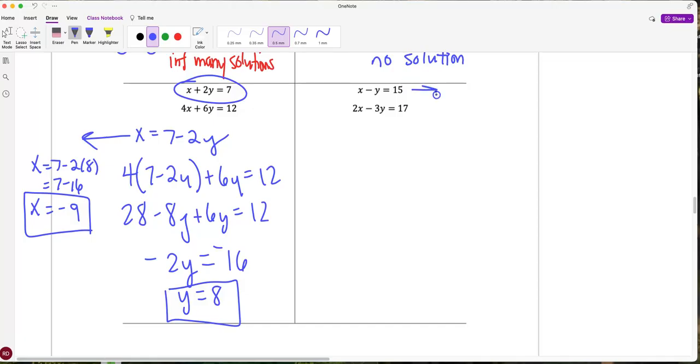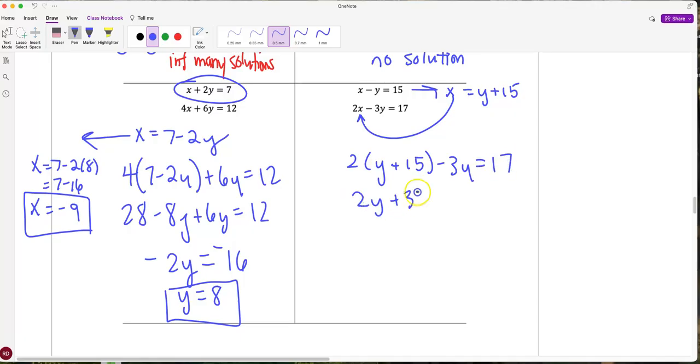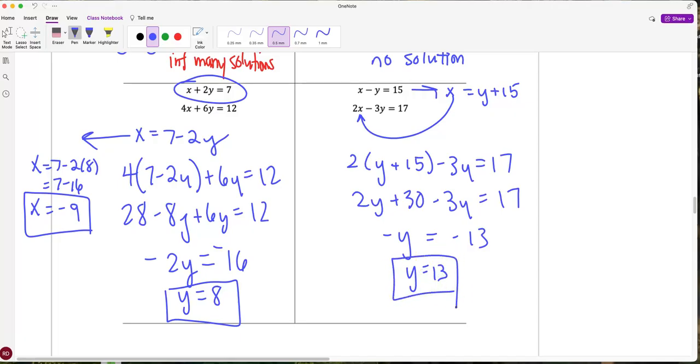And this one, easiest thing to do, first equation, x equals y plus 15. We're going to substitute that into the second equation. 2 times y plus 15 minus 3y equals 17. So 2y plus 30 minus 3y equals 17. Minus y equals minus 13. So y is 13. That's half of my answer.